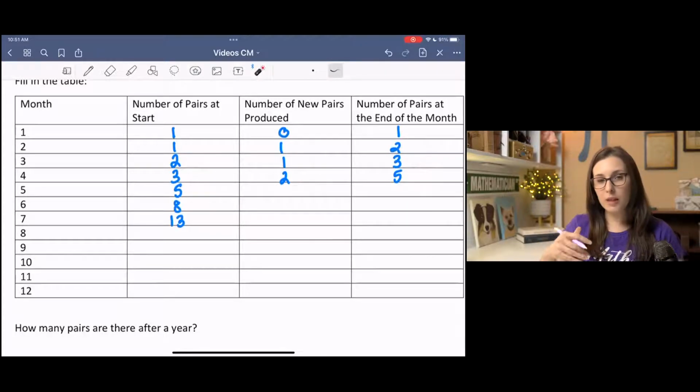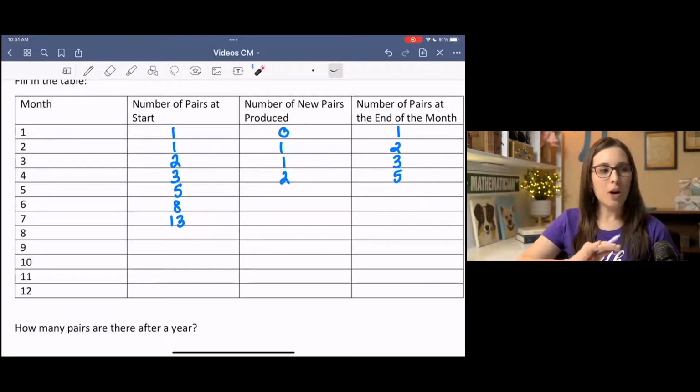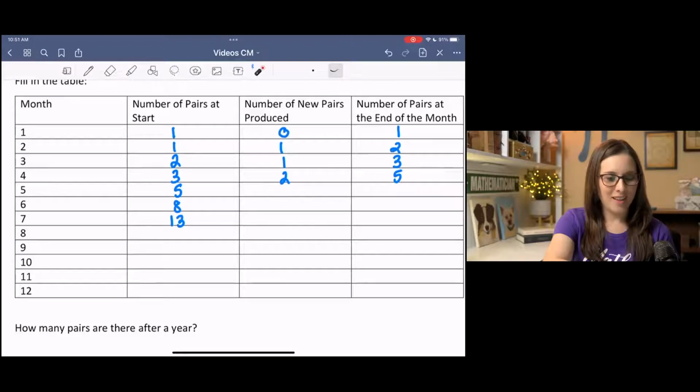So if you can't keep track of which bunnies are reproducing and which are not, because that's so confusing, then work your way down the table instead. Whatever way you see that pattern appearing, just go with it and keep continuing it. So pause the video, fill out the rest of the table, and then come back.